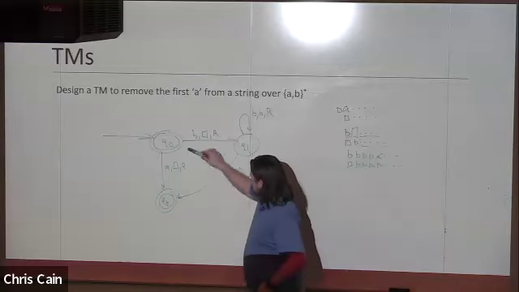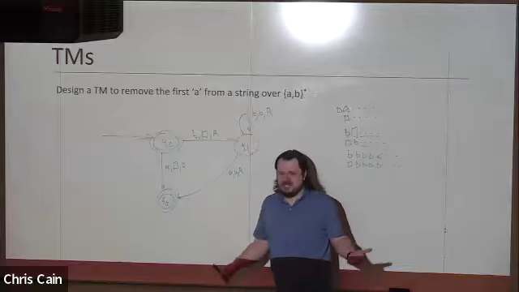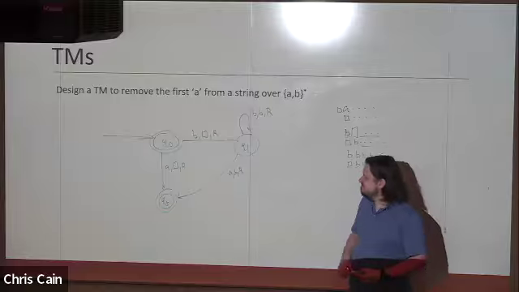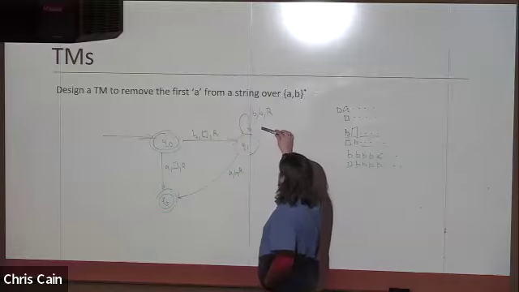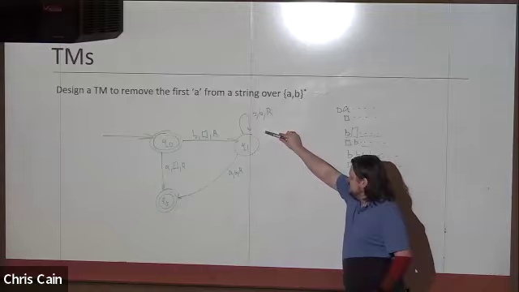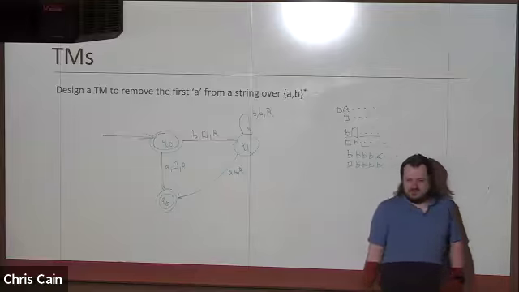Yeah, then basically we say, if there's an A as the first character, replace it with a blank, move right, we're done. That is the first A. Otherwise, we replace the first B with a blank, move over every B. Once we see an A, replace it with a B, move right. Yep, I believe that.